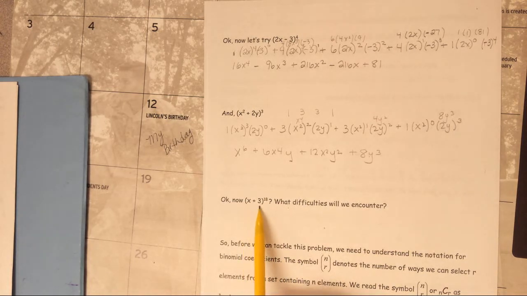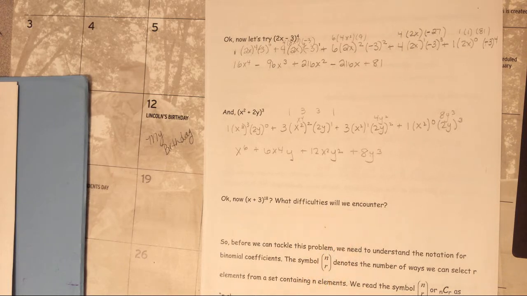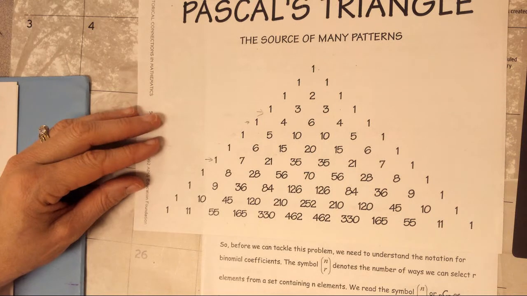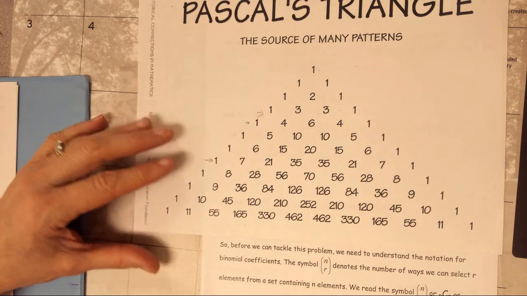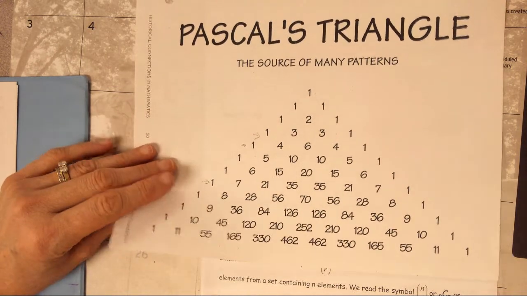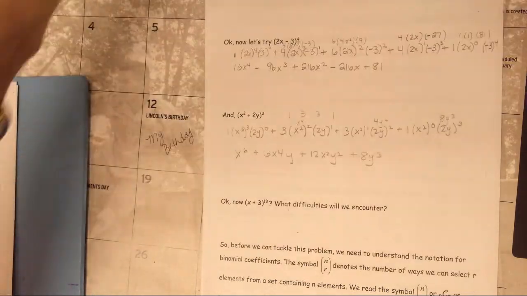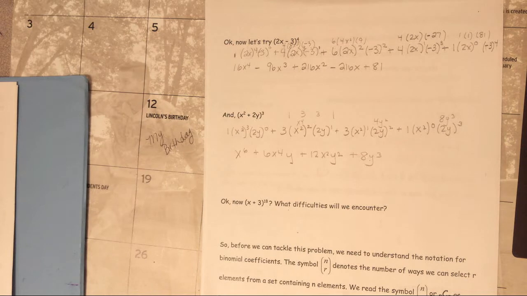Now on x plus 3 to the 18th power, we're not going to do this because what will be the problem here? Well, if I look at my triangle, I don't have 19 rows. Yes, I could continue this to get down to the 19th row, but I'm not going to do that. So there's a way to do this without using Pascal's triangle, and that's going to be using combinations.